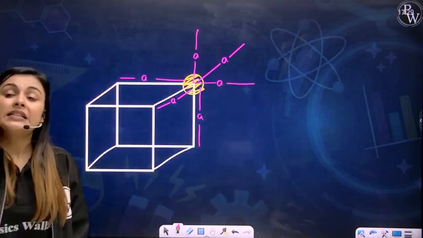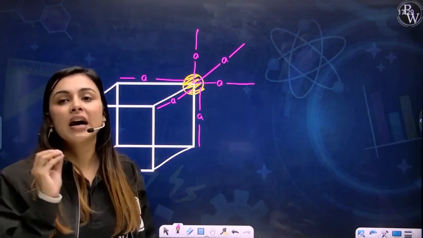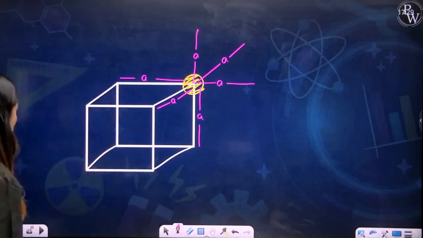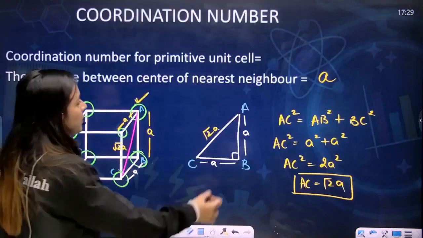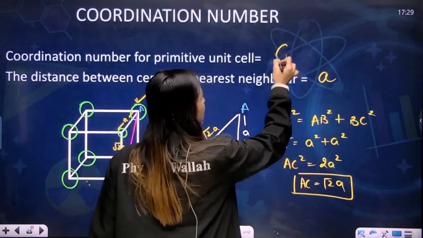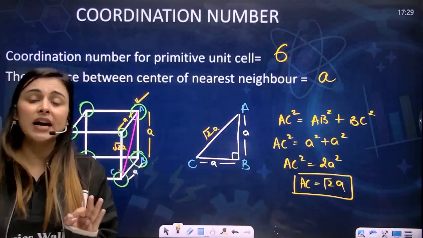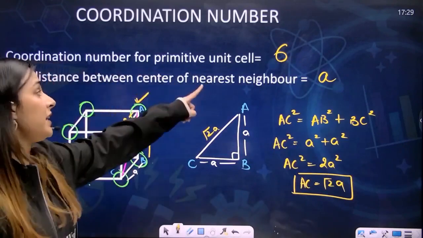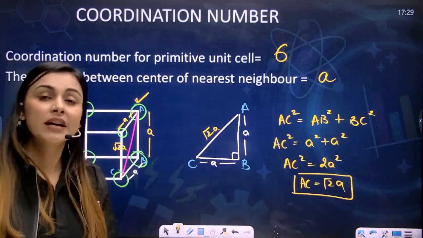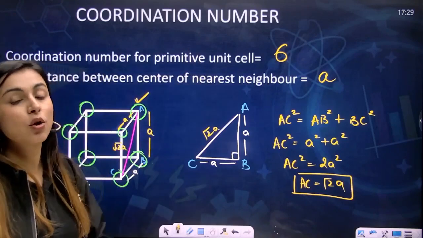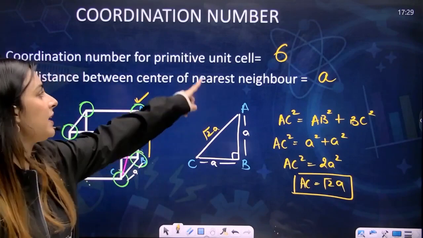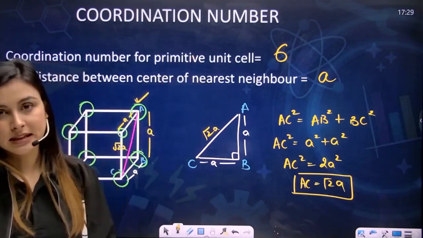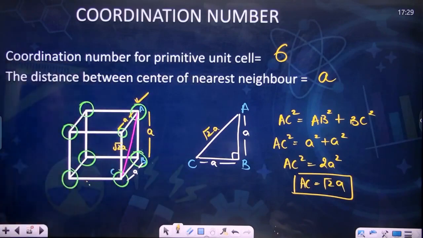So total 6 atoms are such which are at A distance to them. So the coordination number would be 6. That is, 6 atoms are present at A distance from this particular atom. So the coordination number for a primitive unit cell, for the first nearest neighbor at A distance, is 6. I hope you're clear with this. Perfect, my dear students. You can write this and then we'll move forward. I hope you've written this. Now let's move forward.